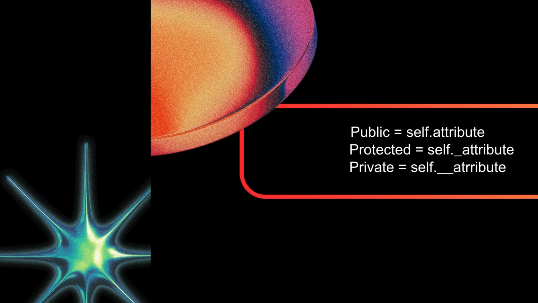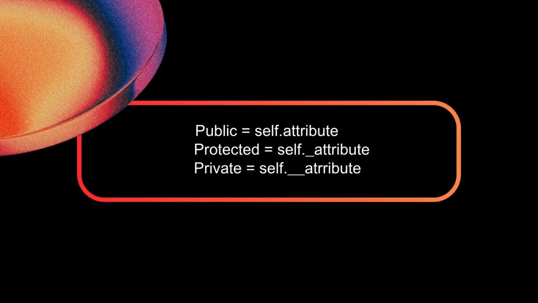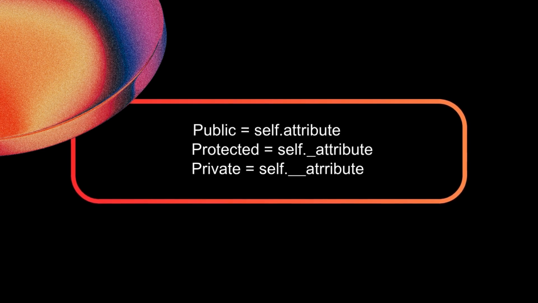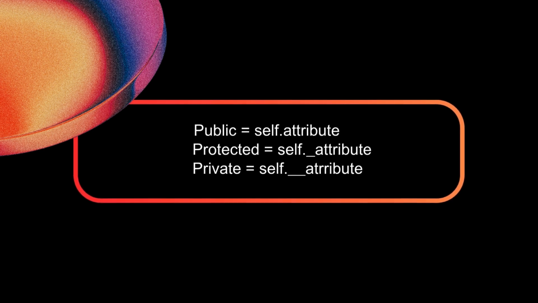Now, public parameter or the public member is self.attribute, no underscore. It can be accessed from anywhere, inside or outside the class. This is the default in Python. For example, it can be self.name = Akanksha.